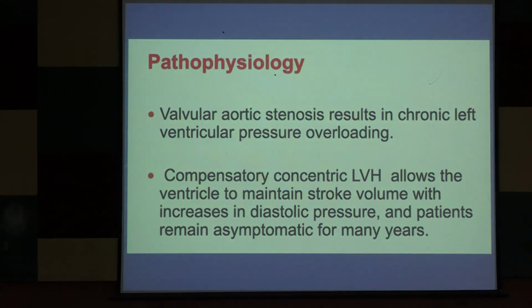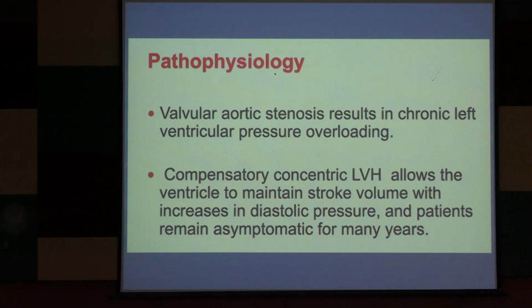Pathophysiology. Valvular aortic stenosis produces the pressure overload. Aortic stenosis, pressure overload, induction of the mechanical transducers, then induction of the extracellular and intracellular signals, then ventricular remodeling, parallel sarcomeres and the series sarcomeres. Parallel sarcomeres goes to the concentric hypertrophy and series sarcomeres goes to the eccentric hypertrophy.